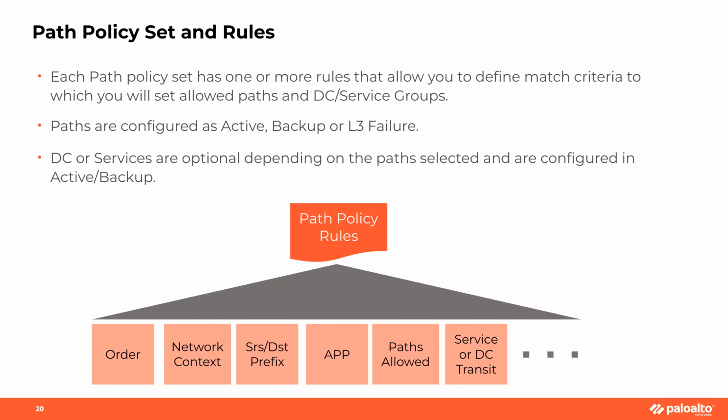It simplifies the matching of traffic. Rather than having to match on an IP address, we can just say that this port here is a guest port, and any traffic that comes in the guest port will have guest policy applied to it. We also match on source and destination prefix. We can match on the app ID, and then the mix of these different match criteria will allow us to set a path and a service and DC transit option for that particular traffic.